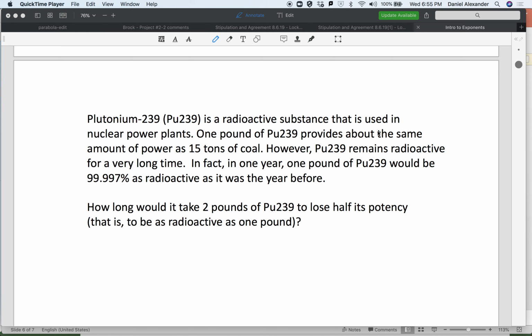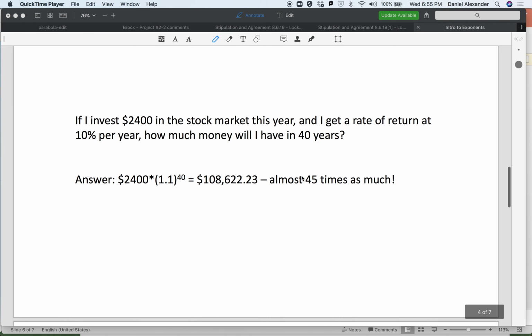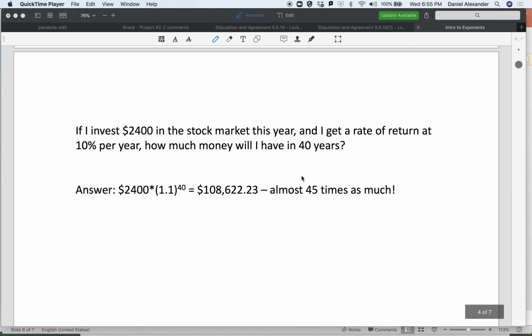So how long would it take 2 pounds of Pu-239 to lose half its potency? And by that, I mean to be as radioactive as 1 pound. Okay, let's answer the questions. The money question. The answer is 2,400 times 1.1 to the 40th power. That's a little bit over $108,000, about 45 times as much.